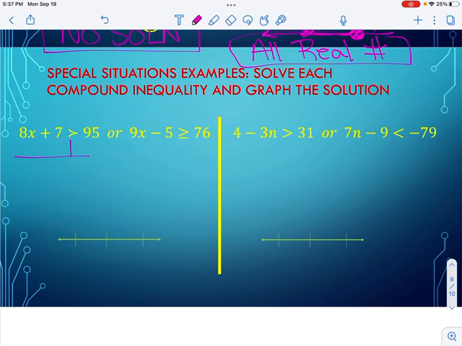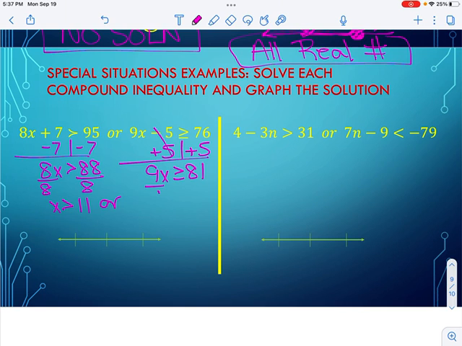So here we got a minus 7 from both sides. So we get 8x is greater than 88. I divide by 8. So x is greater than 11. Or over here, I'm going to add 5 to both sides. And that's going to give me 9x is greater than or equal to 81. Divide by 9. X is greater than or equal to 9.